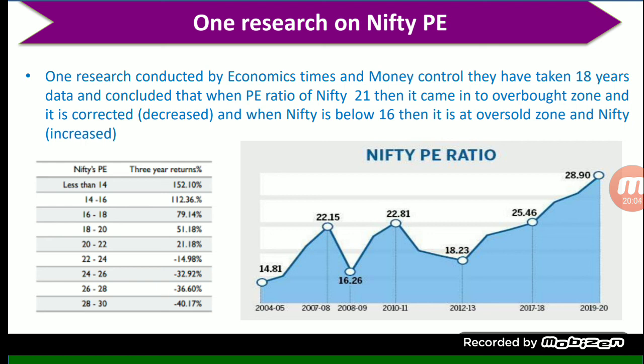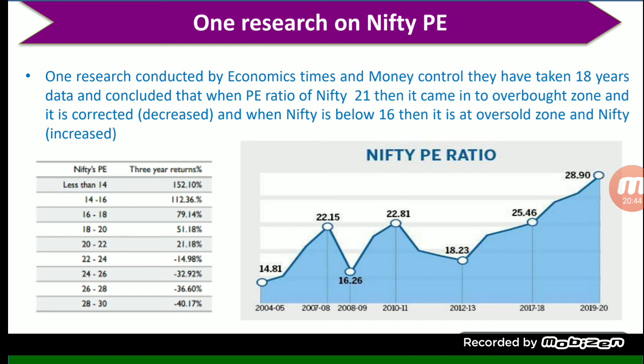So when the P/E ratio is above 21, it decreased again, and it is now 16.26 in 2008-9. If you see, then again it increased and got into the overbought zone, that is 22.81. Then again it decreased in 2012-13. In 2017-18 again it increased, and it is still increasing in 2019-20. So some part of this research is proven by this graph.